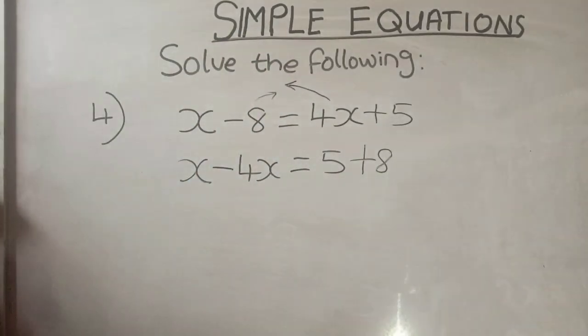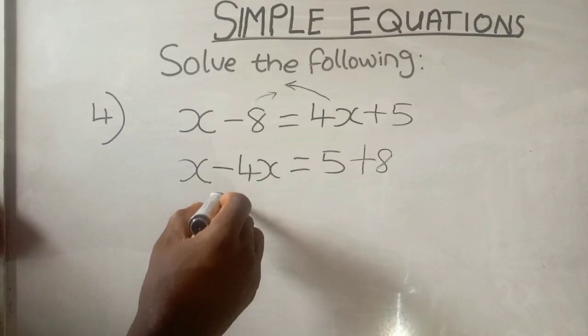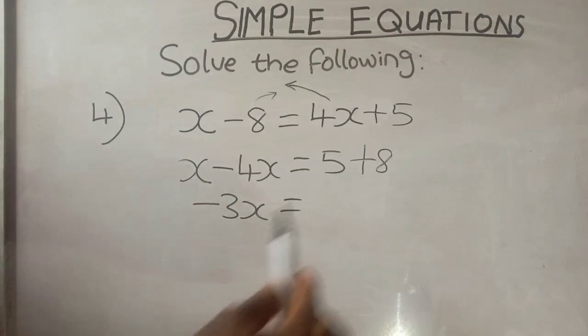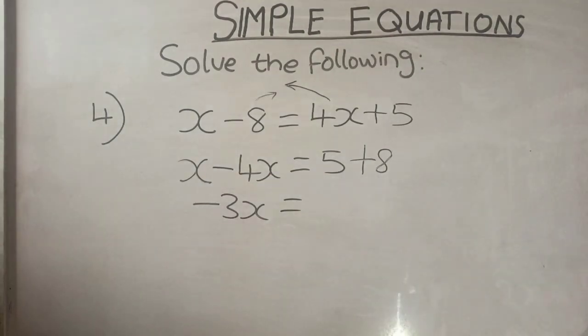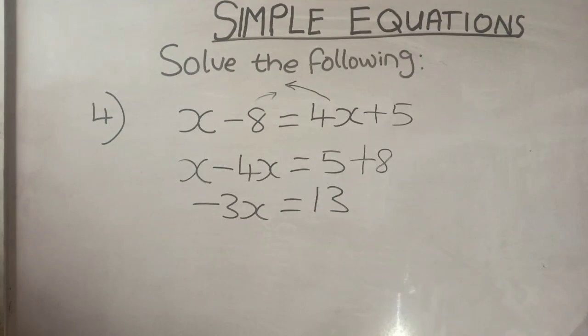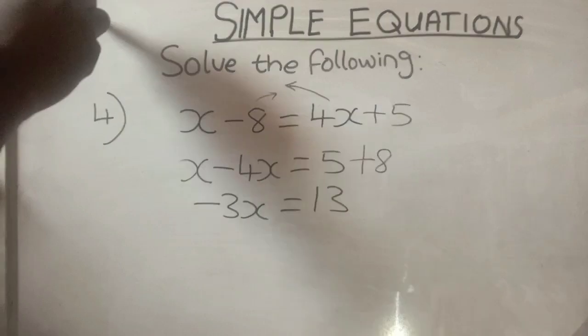All right, so let's get back to that. 1x minus 4x will give us minus 3x equal to 5 plus 8. What will it give us? Of course, that will give us 13. So what do we do next? It now looks like our popular question, 5x equal to 35.